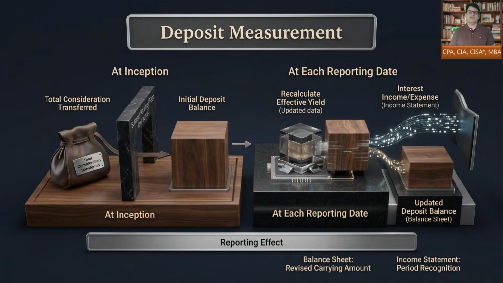Measurement under deposit accounting has two stages. At inception, the deposit balance is measured using the consideration exchanged, reduced by any premiums or fees the insurer is entitled to retain, regardless of experience. At each reporting date, the deposit is updated using an effective yield approach based on actual cash flows to date and revised expected future cash flows. The updated carrying amount appears on the balance sheet, and the interest income or interest expense effect flows through the income statement. So, even though it is not normal premium revenue, it still has reporting effects over time.